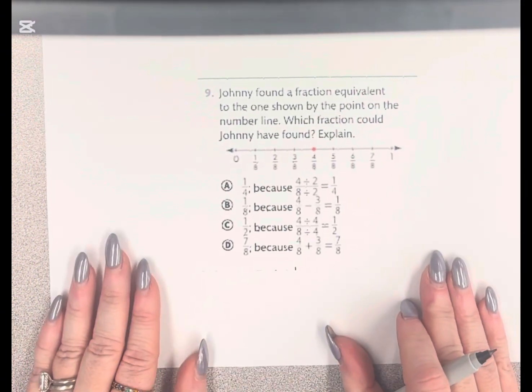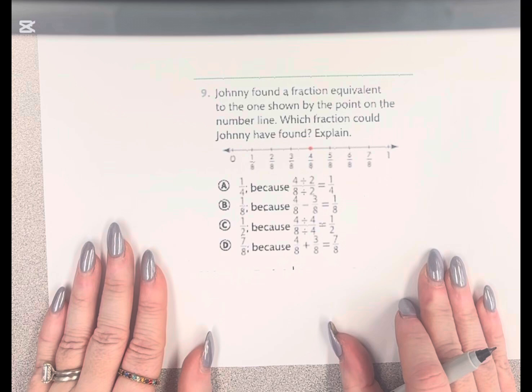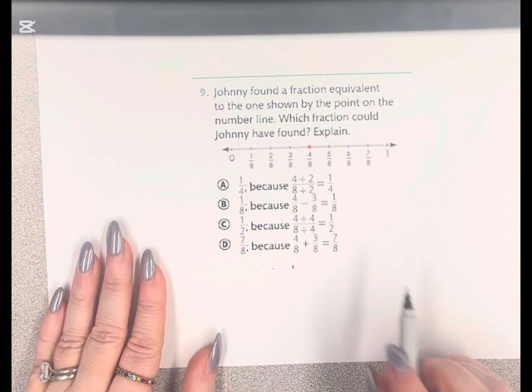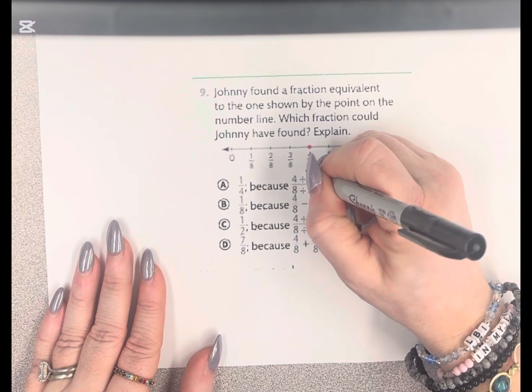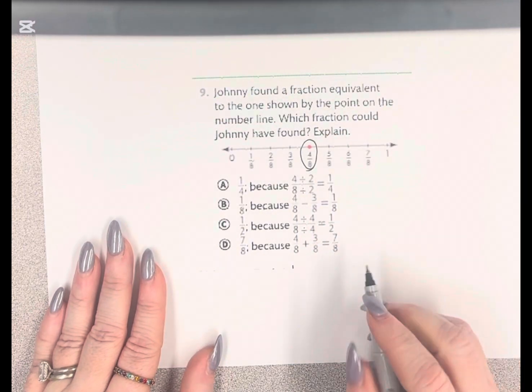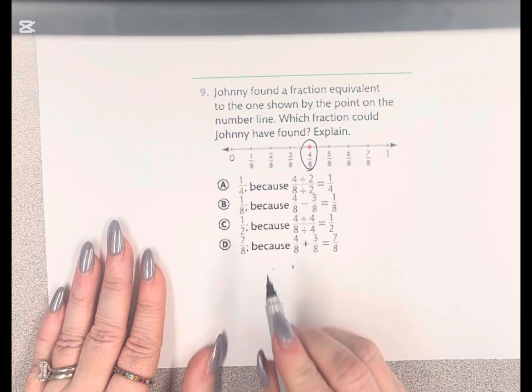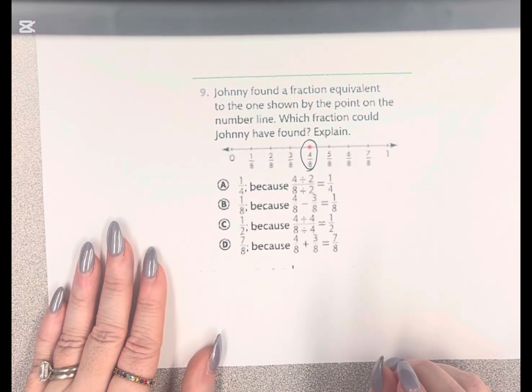Johnny found a fraction equivalent to the one shown by the point on the number line. Which fraction could Johnny have found? So he found 4/8, okay? And now we're going to go through each question. Remember, A, B, C, or D, there is only one answer, okay?